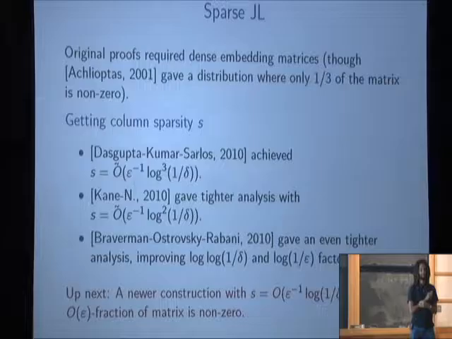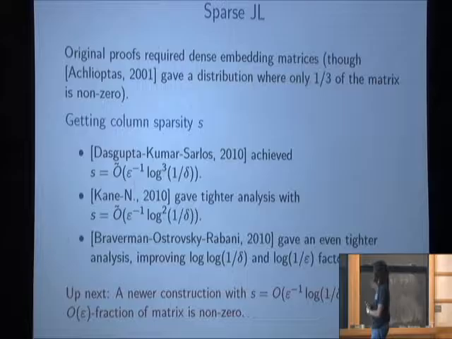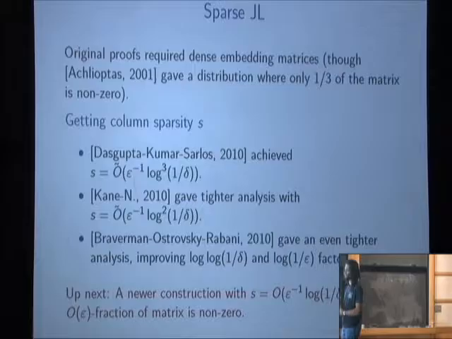So what does this mean for the log n Johnson-Lindenstrauss setting, when delta is one over n squared? In that setting, again, it's an order epsilon fraction of the matrix. And again, this construction is only going to need to use some log 1 over delta wise independent hash functions.